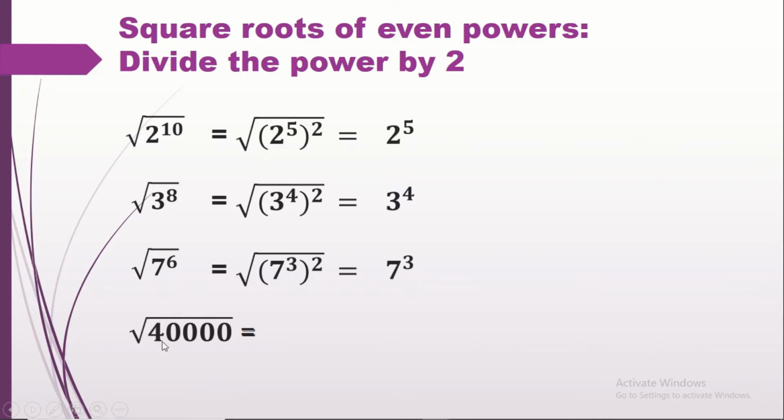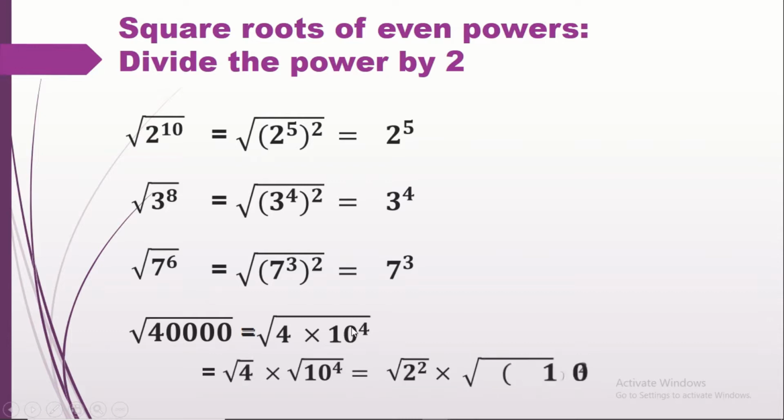Here we have radical 40,000. If you know something, 40,000 we can write as 4 times 10 to the power 4. Why times 10 to the power 4? We have 4 zeros here. Now we can replace them. 4 is 2 squared, and 10 to the power 4: 4 is an even power. We can divide it by 2. What remains for us? 2. Since 4 divided by 2 equals 2, then it's 10 to the power 2, all squared.